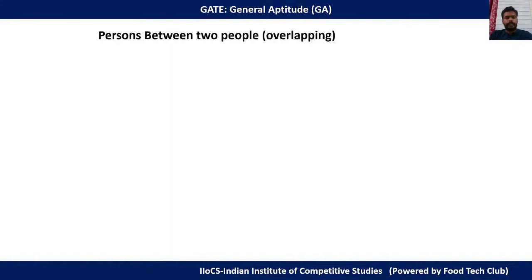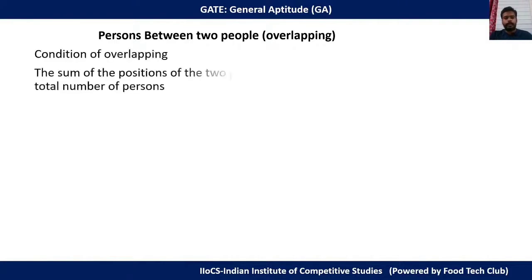Next is the second condition, the number of persons between two people. How many persons are there between any two people? The second condition is the overlapping condition. Now what is the condition of overlapping? The sum of positions of the two persons from opposite ends. Opposite means left to right and right to left.